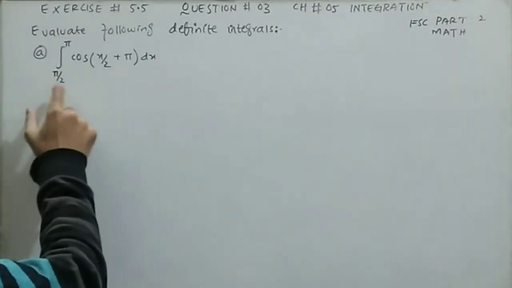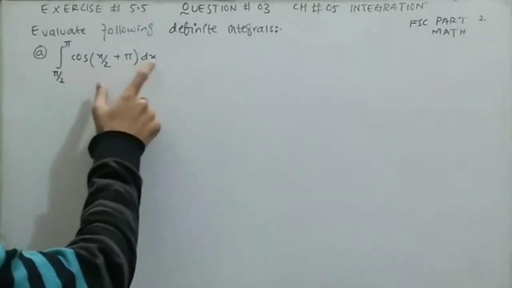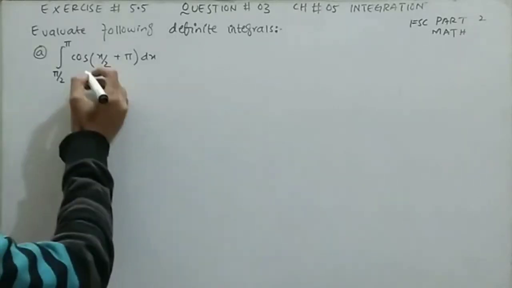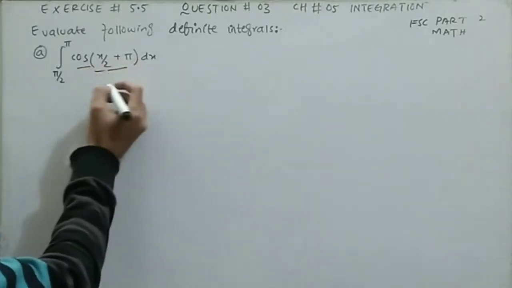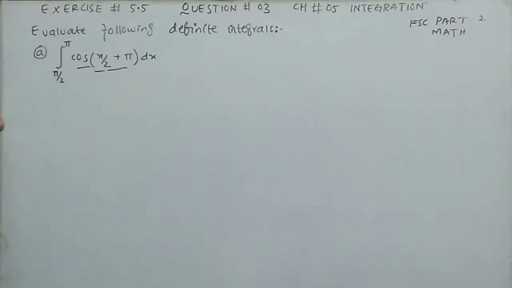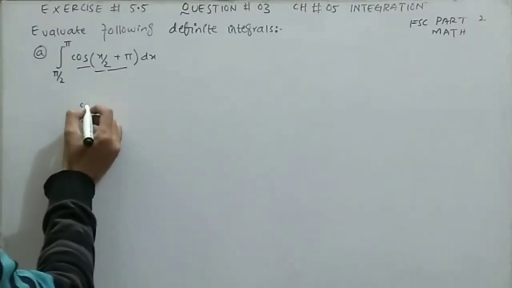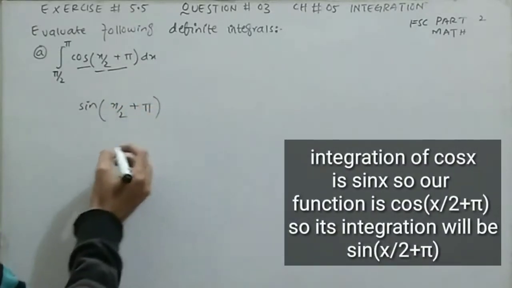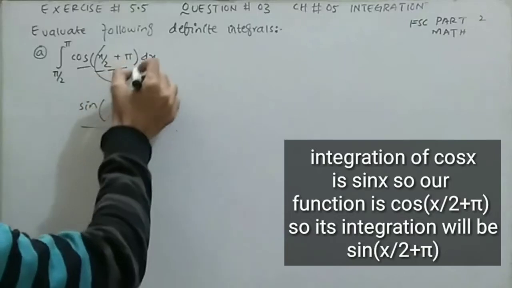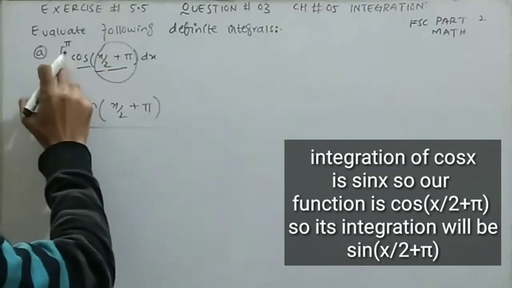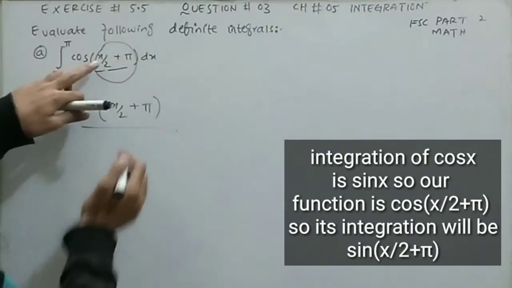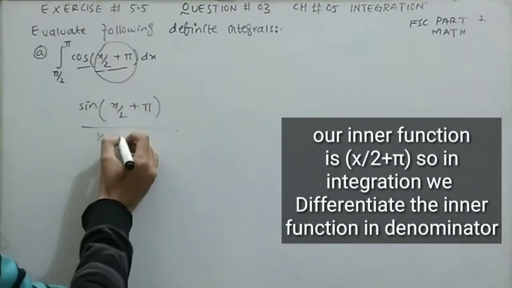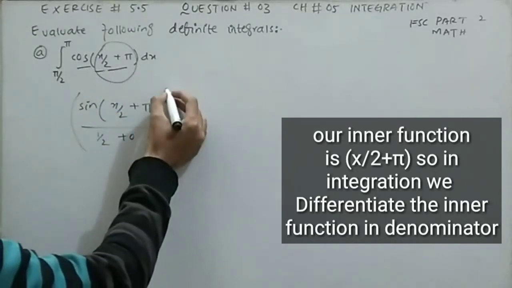The first part is to find the integral of cos(x/2 + π) dx from π/2 to π. In the first step we will integrate the given function. Let's suppose this is our x. You know that the integration of cos x is sin x, so its integration will be sin of the given function, which is x/2 + π. Now remember that the derivative of the inner function goes in the denominator in case of integration. The derivative of x/2 is 1/2 and π is a constant, so its derivative is 0. So this is the required integration.